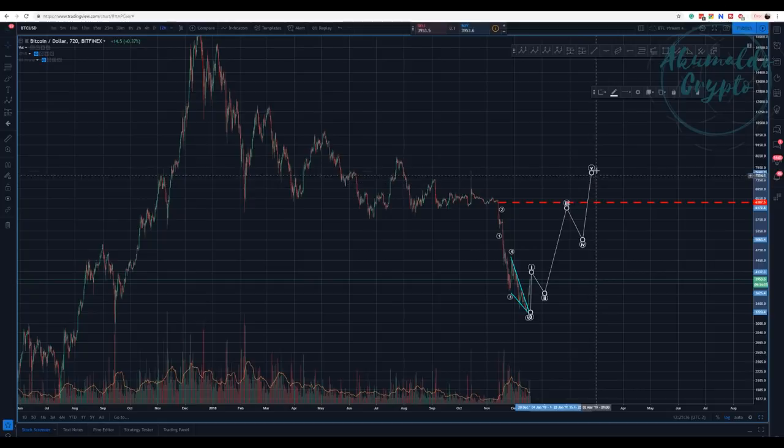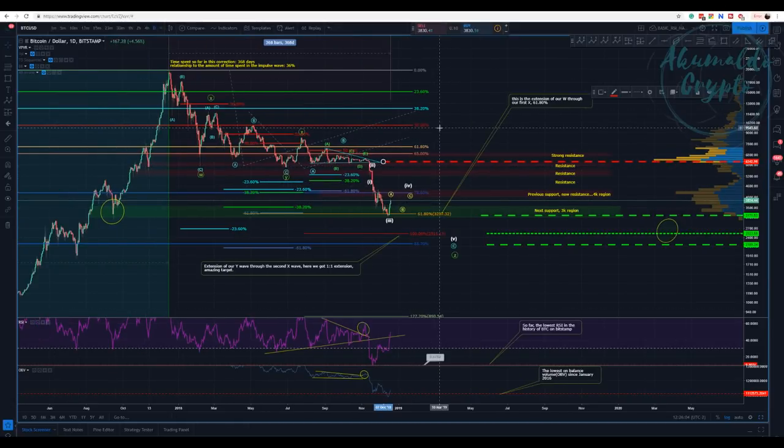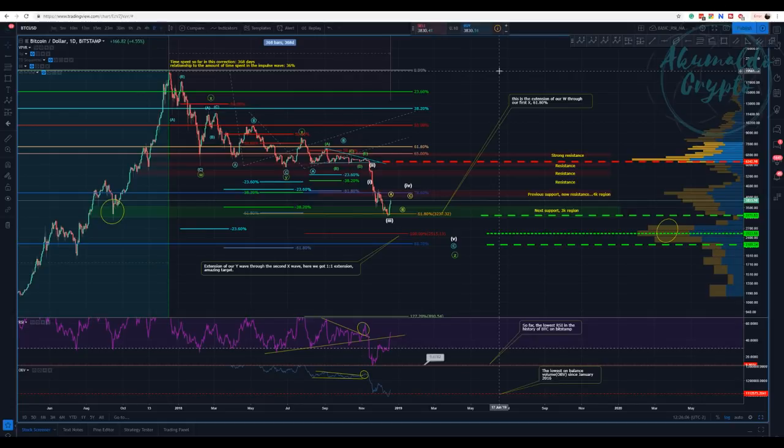It's not my primary count. I do believe that we still have room to go down. Okay, it all depends on this correction that we are in now. We are correcting this trend here. Unless we break this red line here, which would be 6K, then I would call this differently. I would need to reconsider my whole count, and then we would have a different perspective for the future.